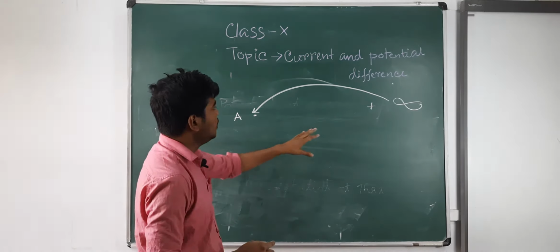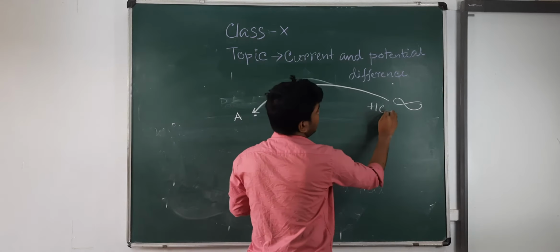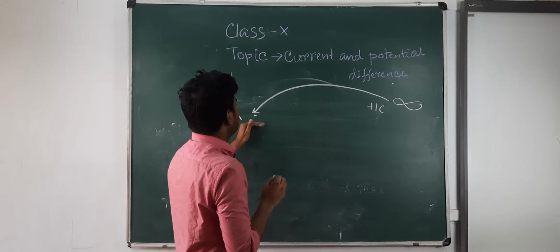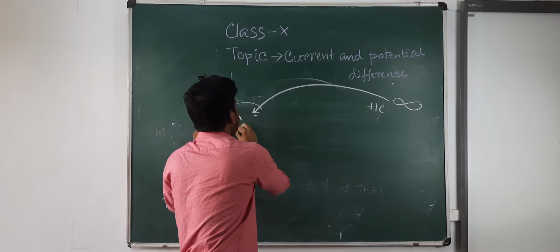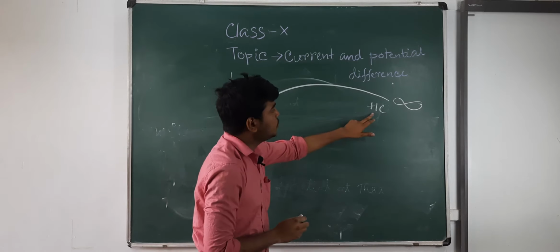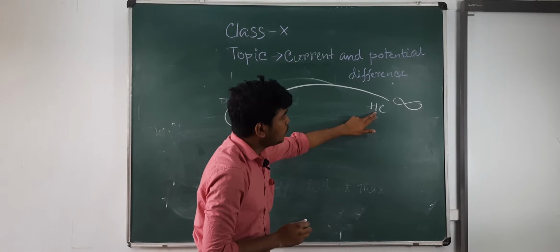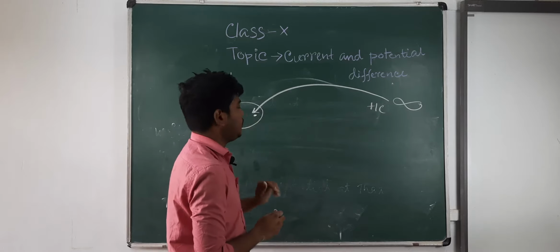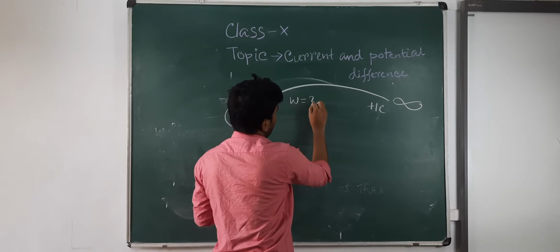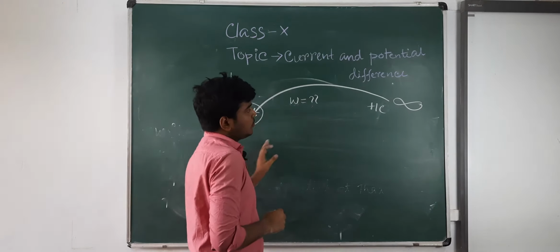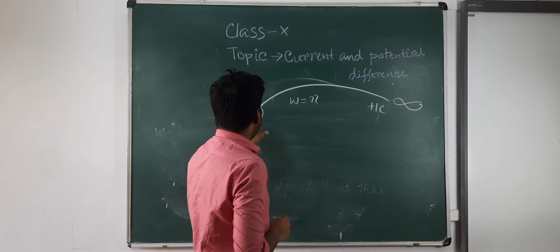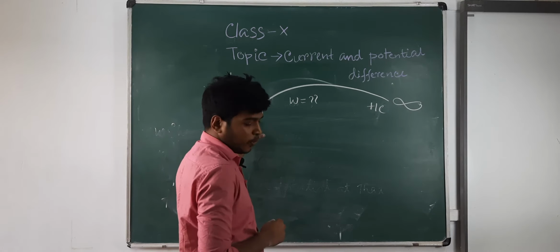Suppose we have to move a unit positive charge from infinity distance to a point A, at which point we have to measure the potential. So we want to move a positive 1 coulomb charge from infinity to this point A. So the amount of work done per unit charge is the potential at this fixed point A.